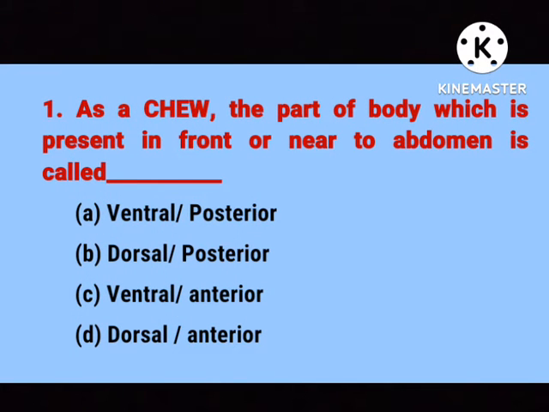The part of the body which is present in front or near to the abdomen is called: A. Ventral posterior, B. Dorsal posterior, C. Ventral anterior, D. Dorsal anterior.